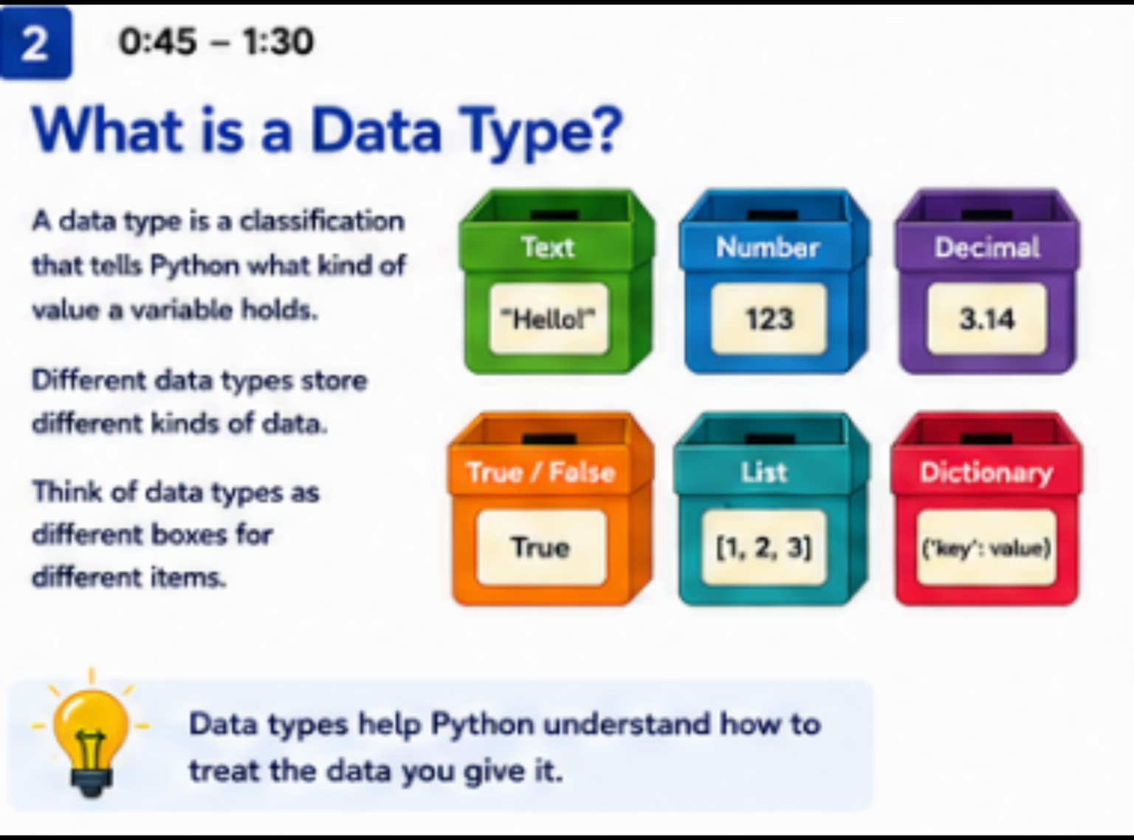Think about organizing items in your home. Books belong on bookshelves, clothes belong in closets, and food belongs in the kitchen. Computers organize information in a similar way. A data type is simply a category that tells Python what kind of information is being stored. Different data types are used for different purposes because different kinds of information need to be handled in different ways.